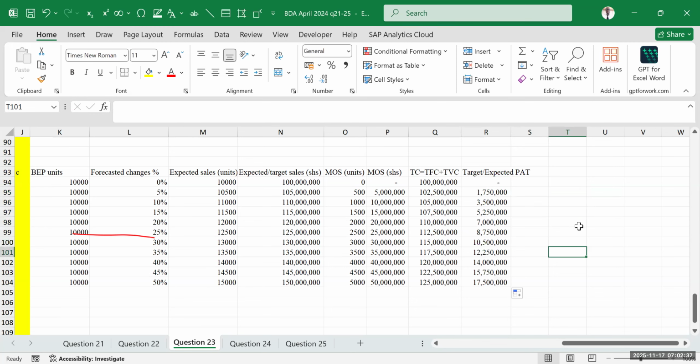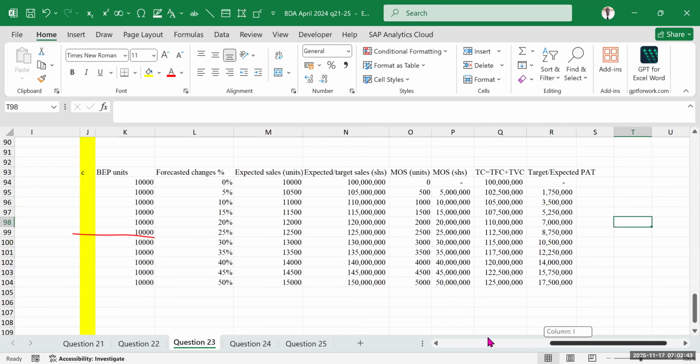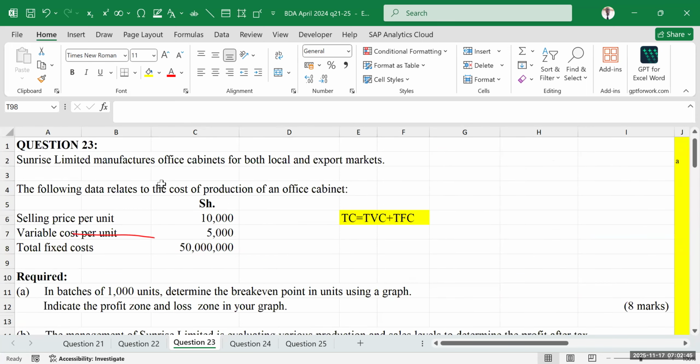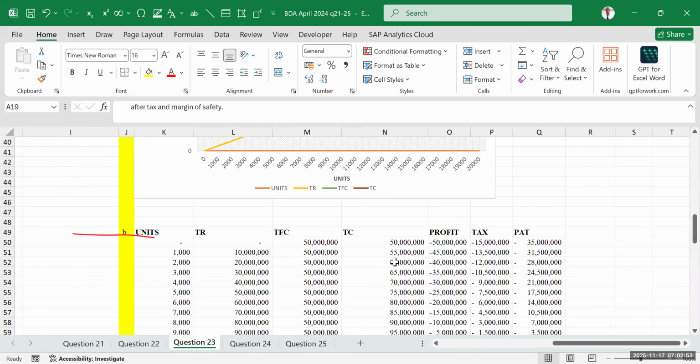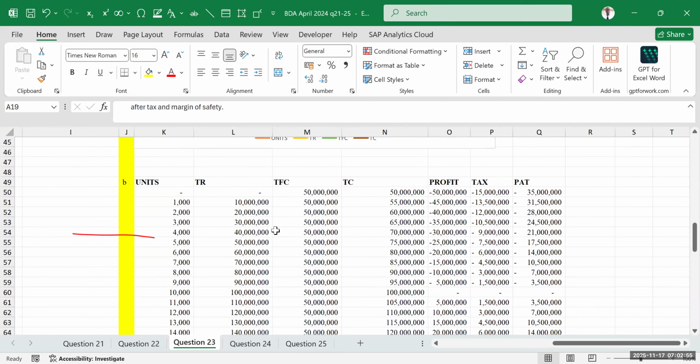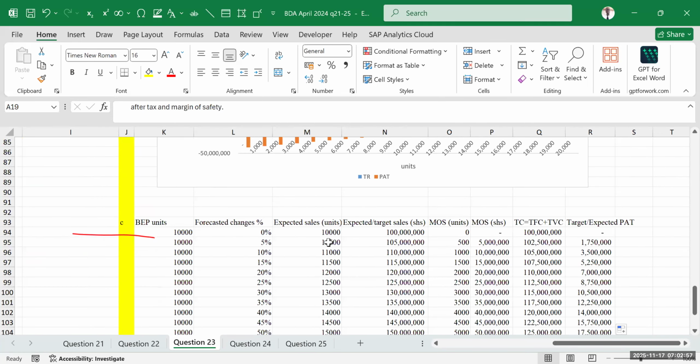I believe that you've understood. So up to this point, what is remaining is just inserting that graph, drawing the graph, plotting the graph. And already you have everything you need to plot: target revenue, target profit after tax, and margin of safety. So target revenue, this is what you need to plot. Target revenue, which is here.